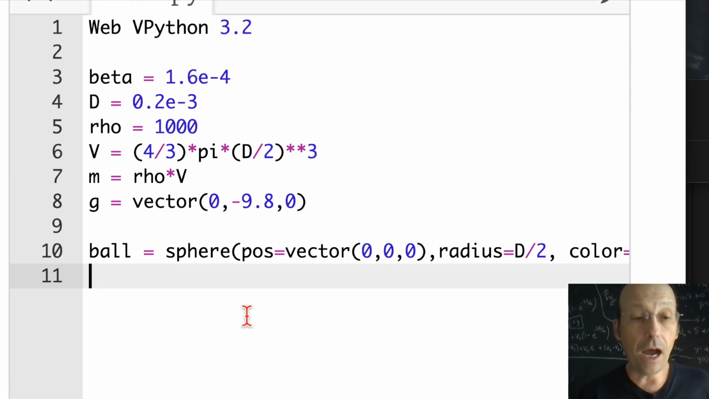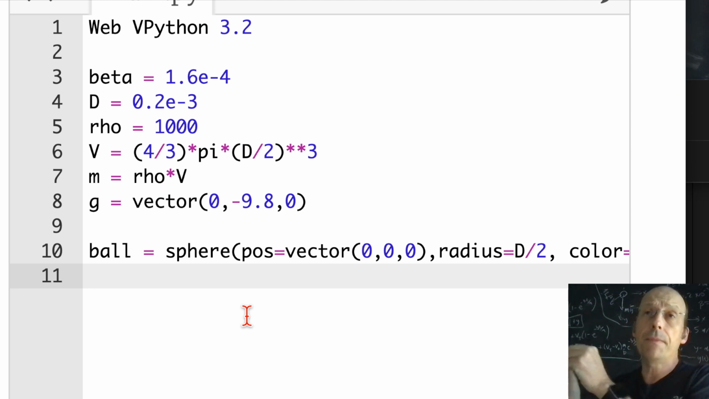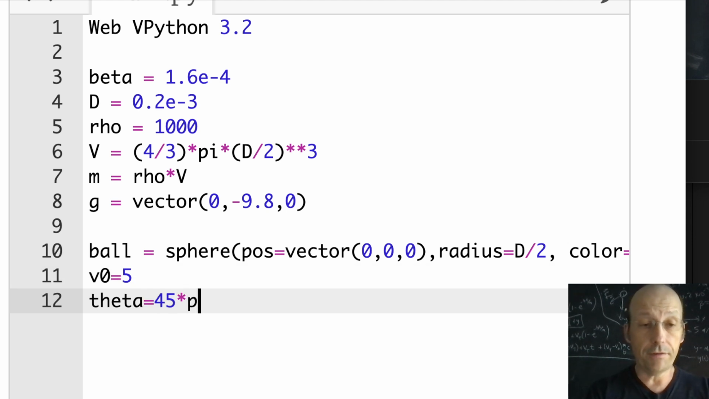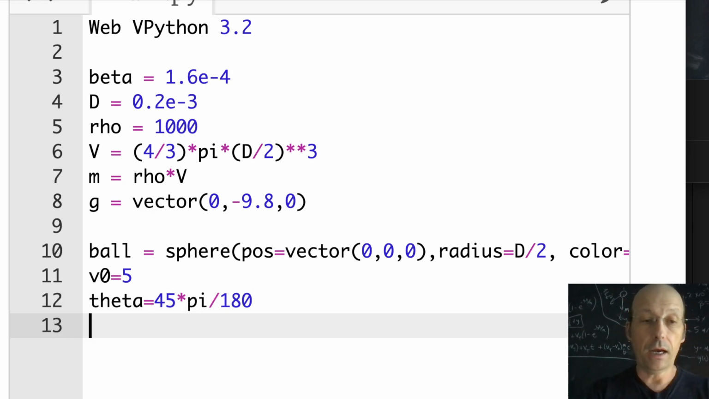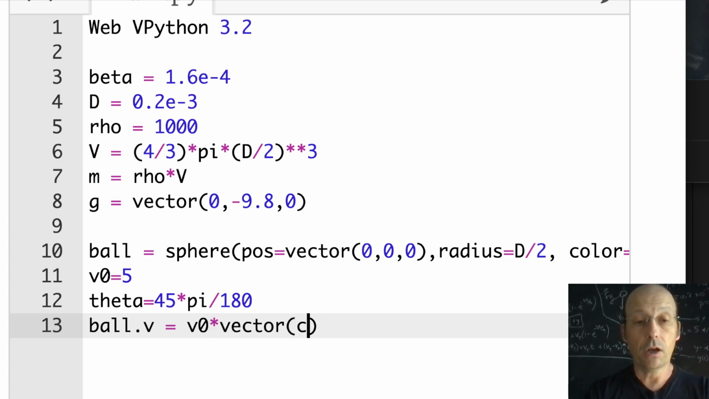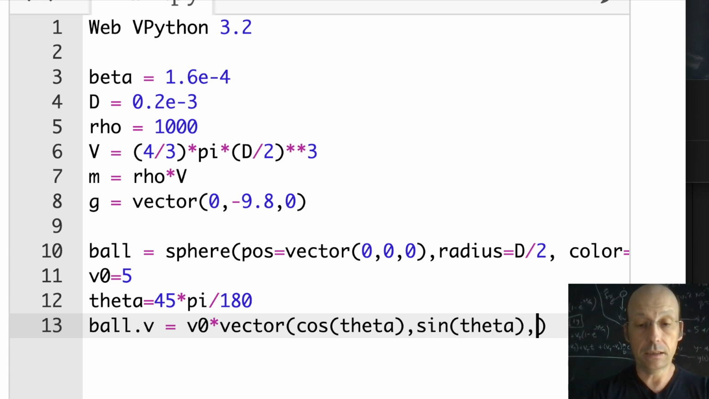Now I already have the mass. I'll just leave the mass as its own term. I need the initial velocity. So let's say V0 is 5. Theta is 45 times pi divided by 180. I want that in radians, not degrees. And so ball.v, the velocity of the ball, is going to be equal to V0 times vector cosine theta, sine theta, 0.